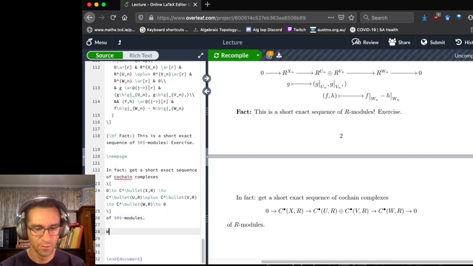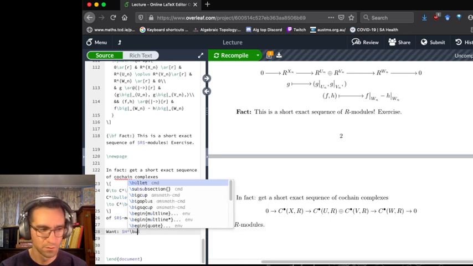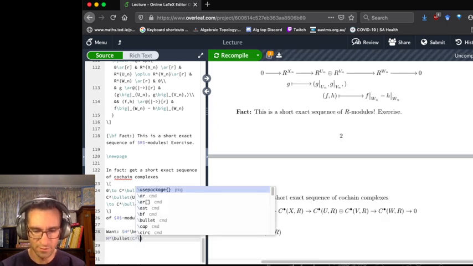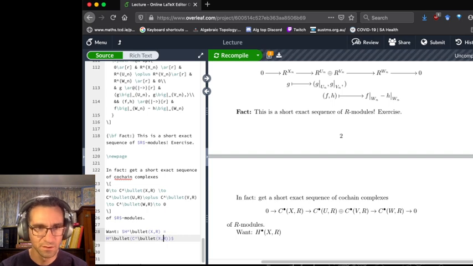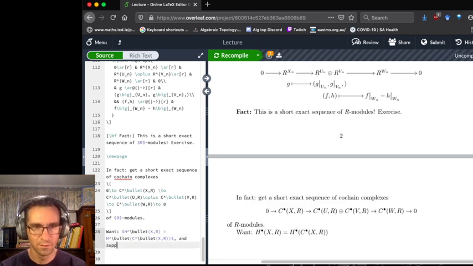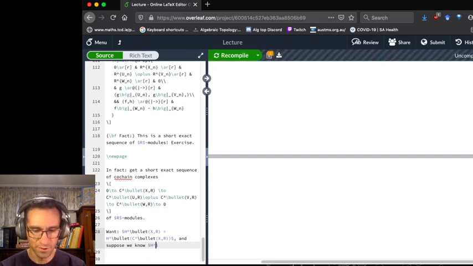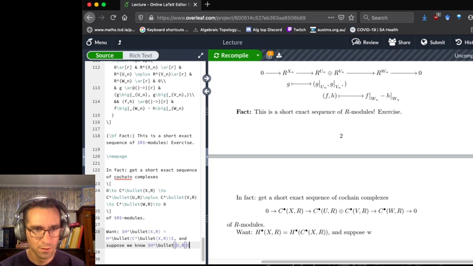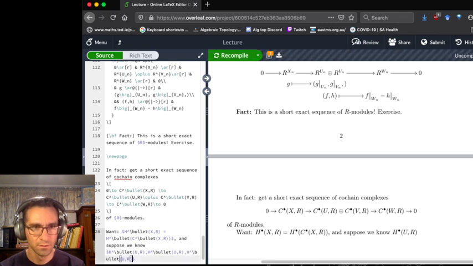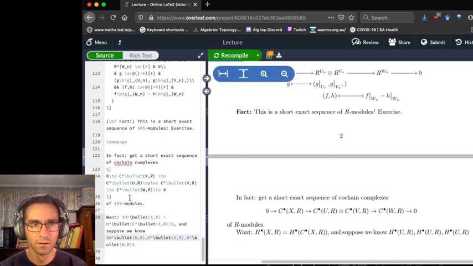Okay, and so we want the cohomology, which, just to remind you, is a cohomology of this cochain complex. And suppose we know the cohomology modules of the other things there. One is W, and one is V. Okay, so we're practically out of time.